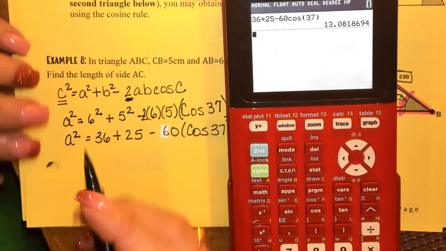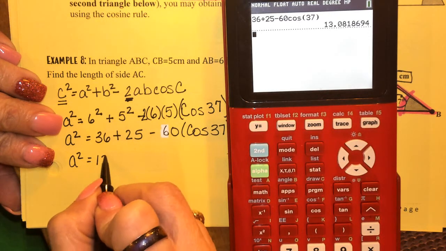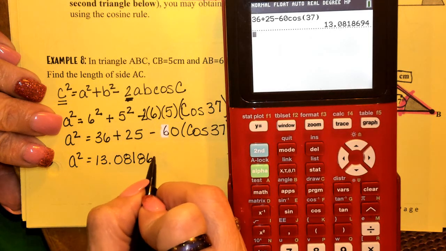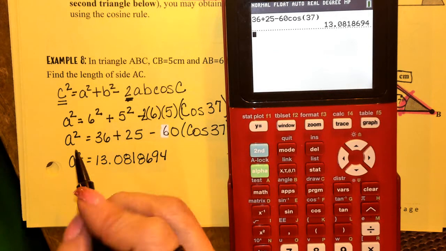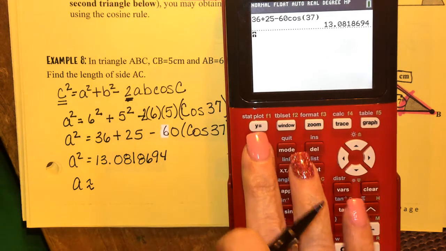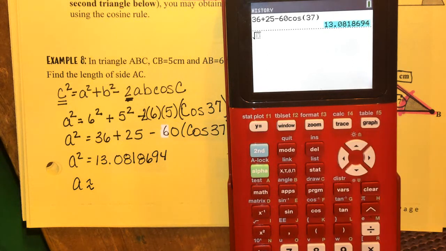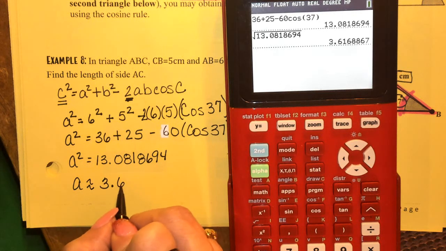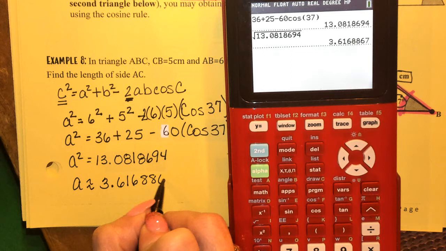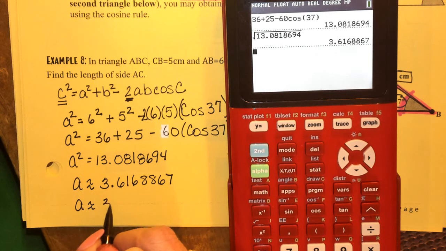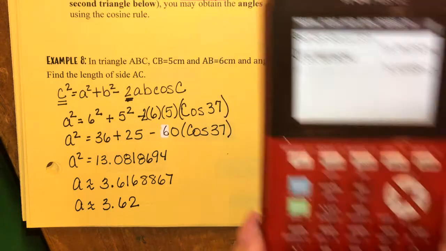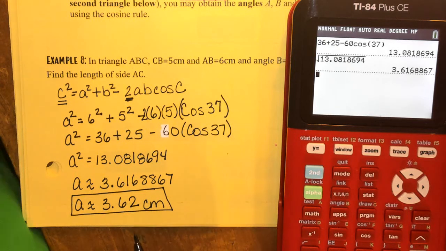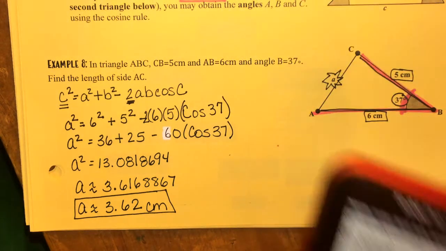All right, so I got that A squared is 13 point, and I'm not going to shorten this, 0.818694. To solve this, I'm going to take the square root of both sides. Second square root, I'm going to use my cursor, go up and hit enter. It copies it down, hit enter again. So A is about 3.6168867. 3 sig figs will be 3.62, and it was centimeters. Yep, that's the same answer I got there.